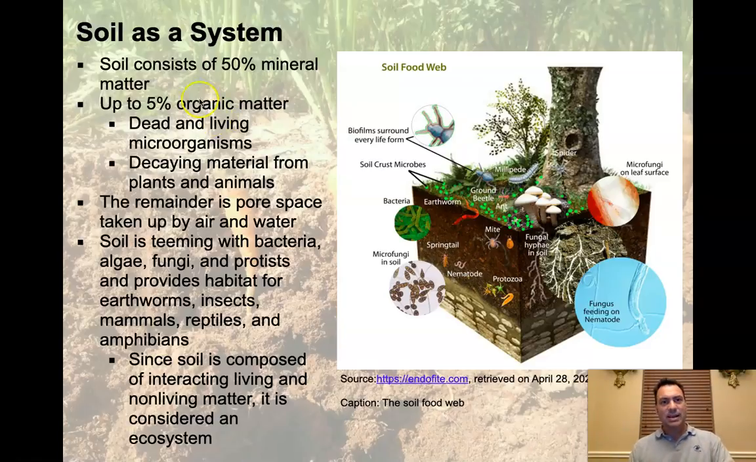So soil is 50% mineral matter, and it's up to 5% organic matter. It consists of dead and living microorganisms, decaying material from plants and animals, and it's all in a single coherent block working together. The remainder of that space, which is about 45%, is pore space taken up by air and water. We don't necessarily always think about how much open space is beneath our feet, but those openings allow insect penetration, root penetration, water penetration, gas penetration. It's all beneath you.